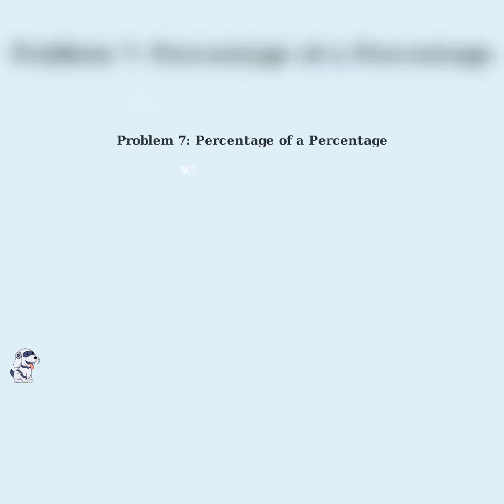Here we have a percentage of a percentage problem. We need to find what is 50% of 20% of 100. This type of problem requires us to work step by step, calculating one percentage at a time. The key to solving this is to work from the inside out. First, we need to calculate 20% of 100, then take 50% of that result.